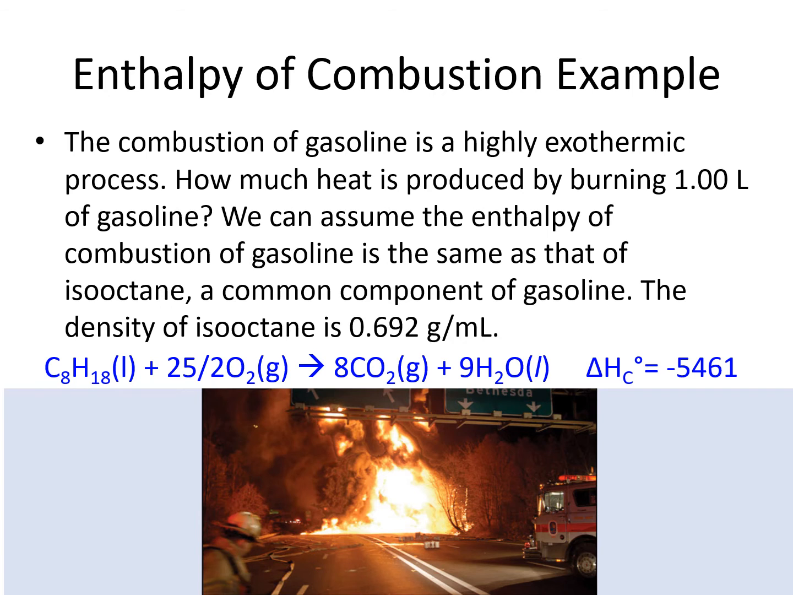So here's an example of an enthalpy of combustion. We have the combustion of gasoline, and we're trying to figure out how much heat is produced by burning 1 liter of gasoline. So we're going to assume the gasoline is basically made up of isooctane. If we look up isooctane in our table, we can find its equation and its delta H associated with it. We're also given in the problem that the density of isooctane is 0.692 grams per milliliter.